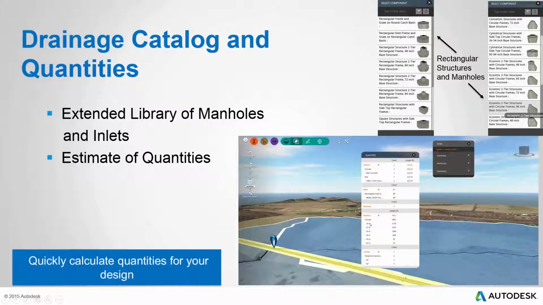I'd also like to talk about the estimate of quantities. We can go in and select the road, and it will give us quantities for the entire road, not only for our inlets and our manholes, but it'll do it for our pipes and our culverts and our outfalls. So let's jump back into InfraWorks 360 and take a look.